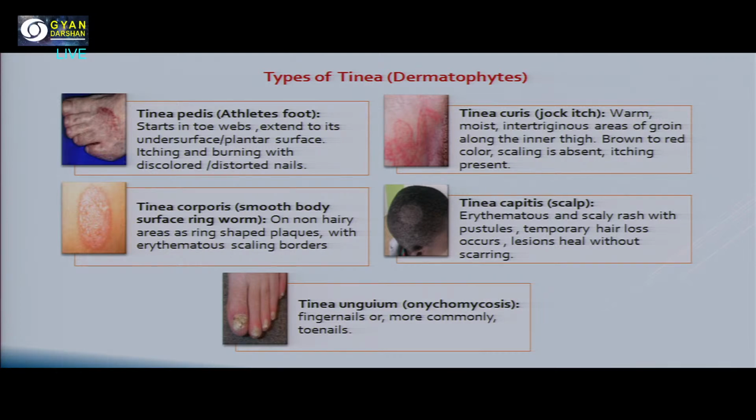Then we have tinea capitis. It is present on the scalp. There is erythema and a scaly rash with pustules, and hair loss is also present. Then we have tinea unguium, in which the fingernails or, more commonly, the toenails are affected.